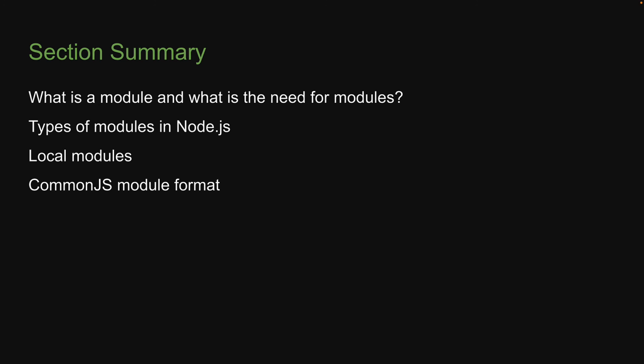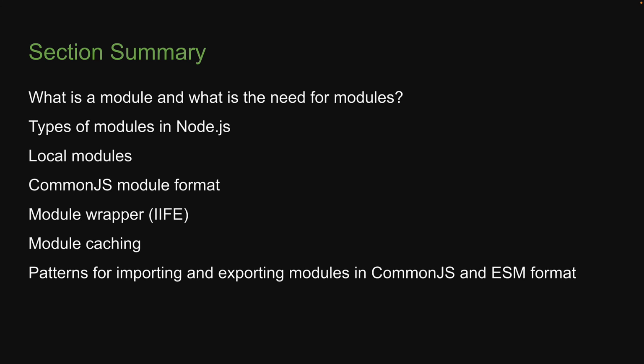We learned that each module is wrapped in an IIFE and has a private scope. The IIFE injects 5 parameters which can be used within the module. We also learned about module caching. We proceeded to understand the different patterns for importing and exporting modules in both CommonJS and ESModules format. Finally, we had a look at importing JSON data and the newly introduced watch mode. That completes our list of topics to discuss about local modules. In the next section, let's learn about the built-in modules in Node.js.